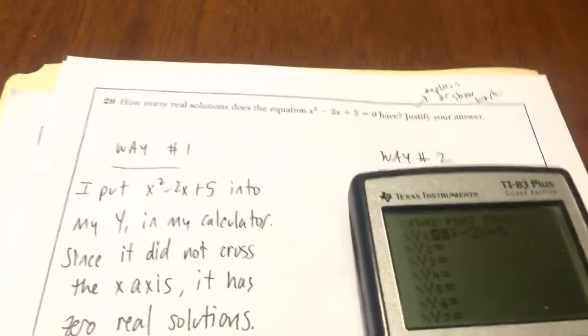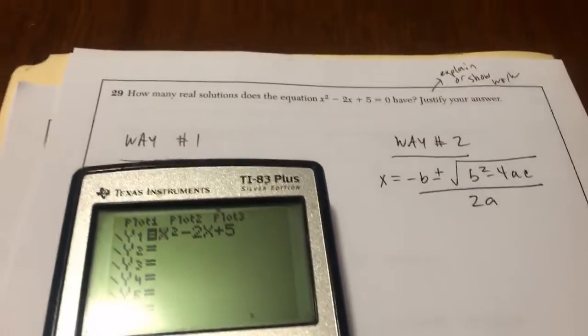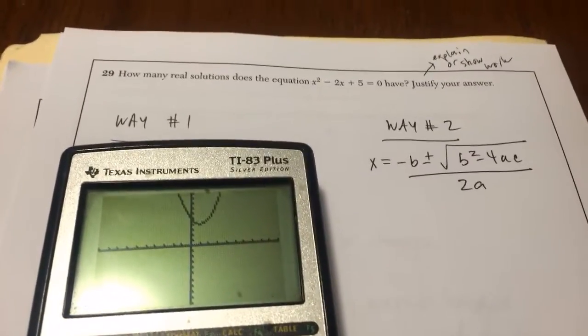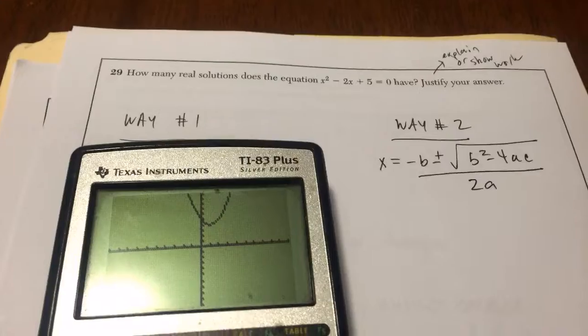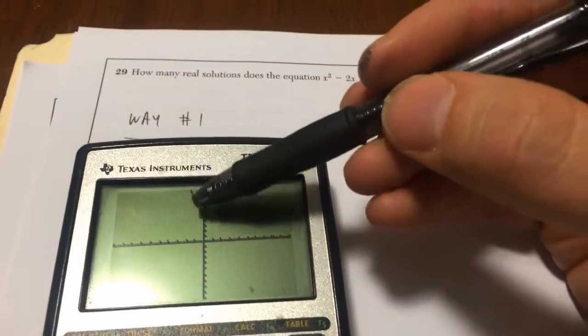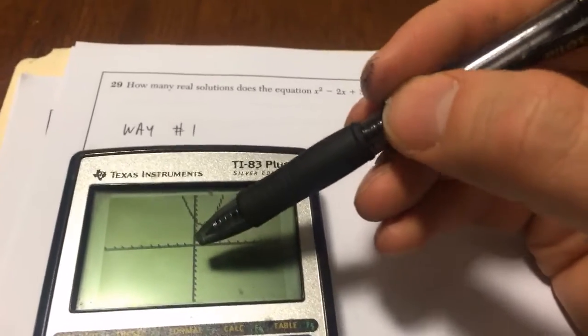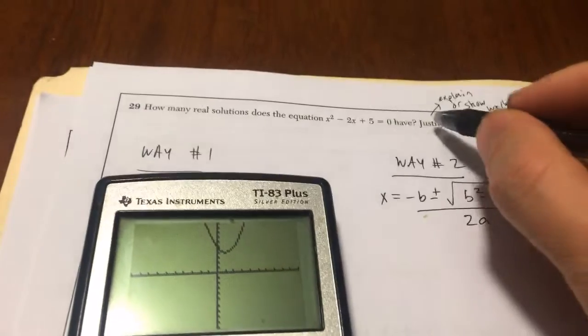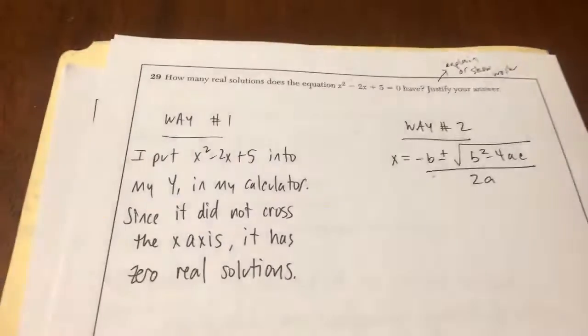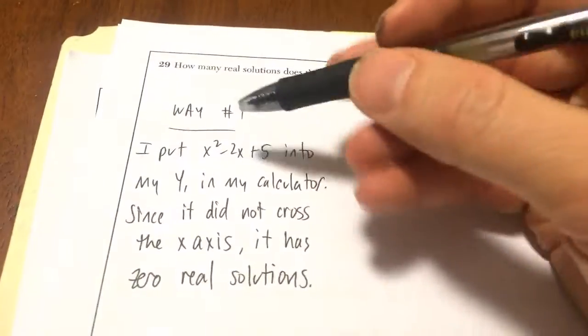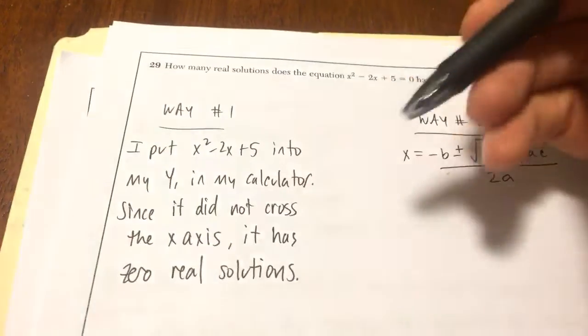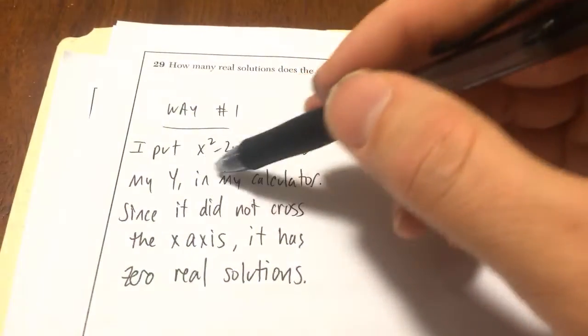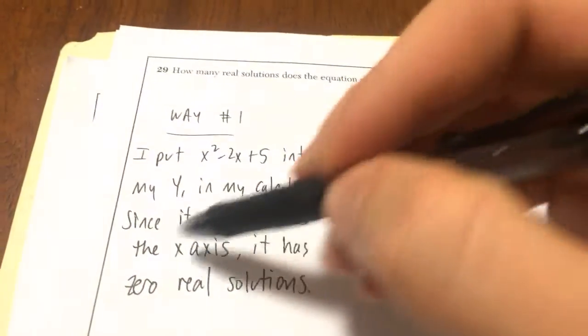Now, I have two ways to show you to do this. Way one, here's what I'm going to tell you to do verbally: put it into your calculator, graph it, and notice that this parabola does not cross the x-axis. If this is what you did, then the justification on your exam paper would read something as simple as: I put x squared minus 2x plus 5 into my y1 of my calculator. Since it did not cross the x-axis, it would have 0 real solutions.